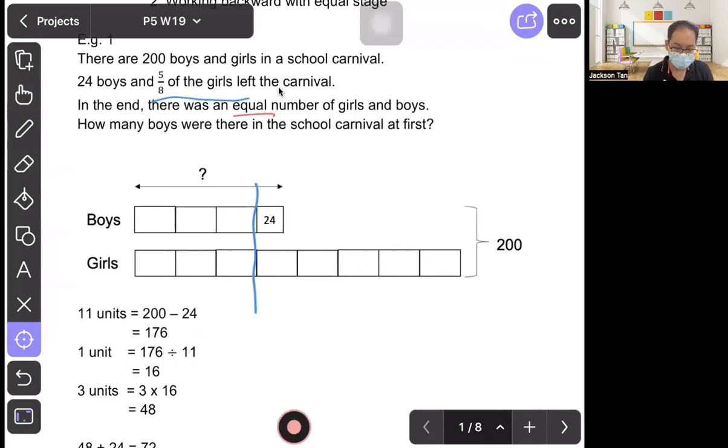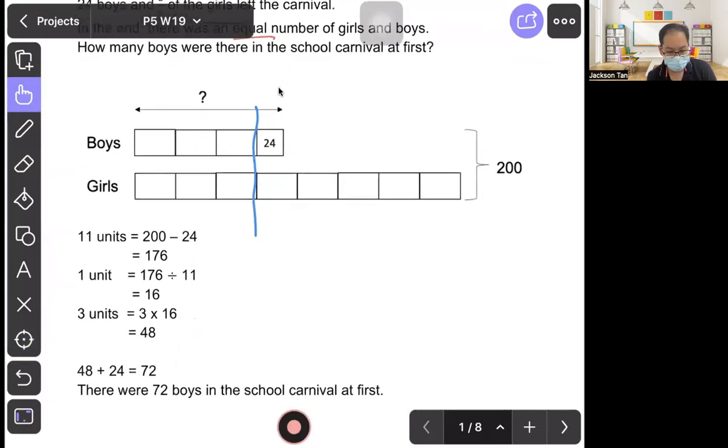200 minus 24 will be equal to 11 units. And 1 unit will be 176 divided by 11, 16. And they ask for the boys at first, so 3 units. 3 times 16, 48. Then 48 plus 24, so 72. There were 72 boys in the school carnival at first.